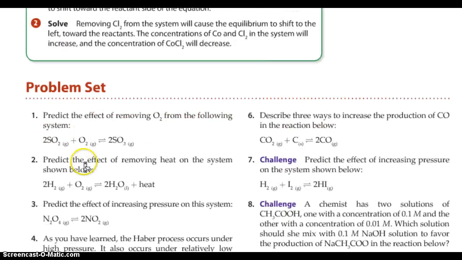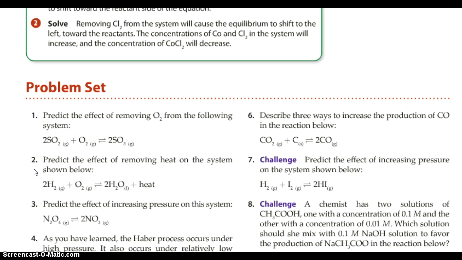All right, you need to do problems 1, 2, and 3. Go ahead and do them. Hit the pause button and then hit play, and I'll talk through all 3 of them. Number 1, predict the effect of removing O2 from the following system. 2SO2 plus O2 yields 2SO3. And the answer? So we got rid of some of this, which means we need to make more to get it balanced. To make more, we're going to go to the left, and we're going to be making more reactants.